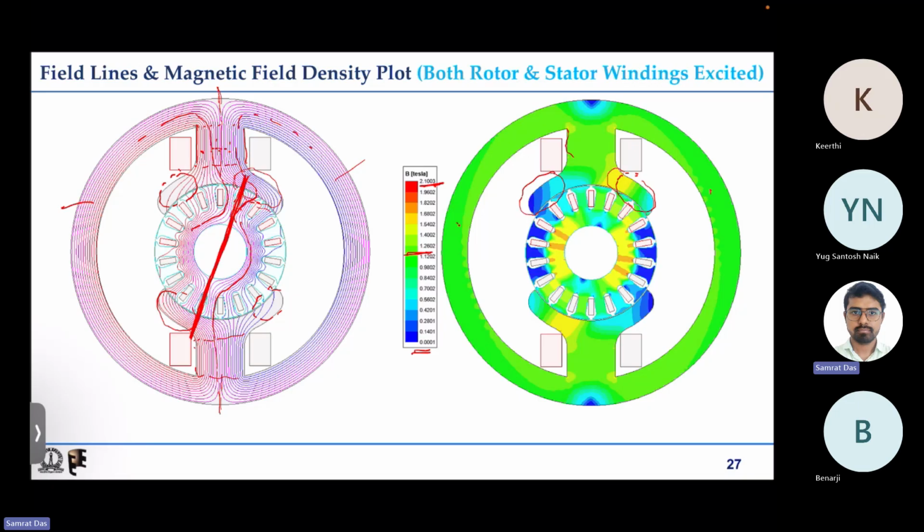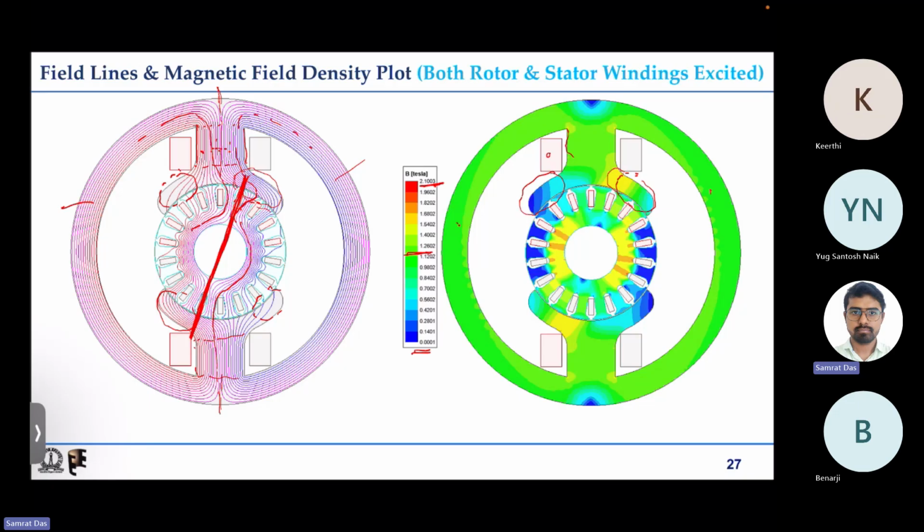And why is this happening so? Because if you look at the flux lines produced by field and armature separately, then you will be able to get a sense of this. So now let us try to look at it.